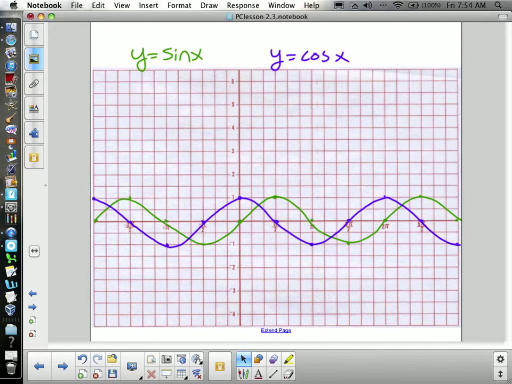Now, the homework that you did last night. Some of it was graphing, some of it was using cofunctions. Sorry, wrong page. There we go. I don't have my glasses with me, but that's okay.